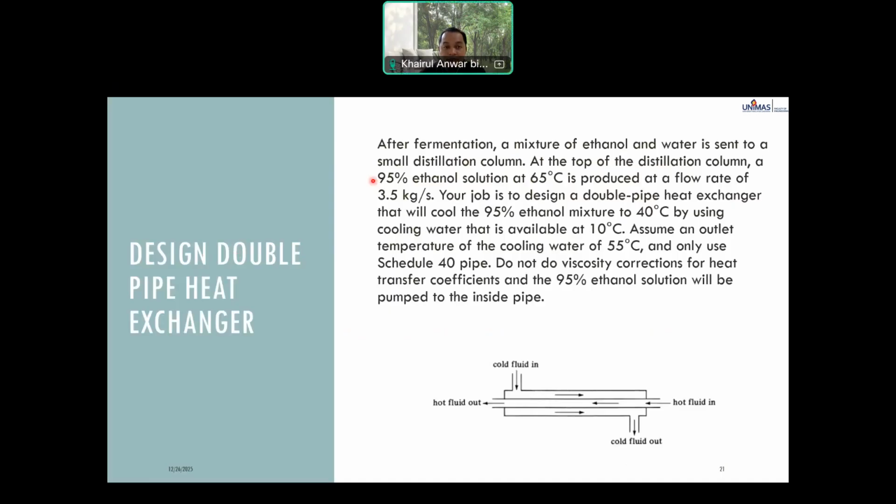Now, design a double pipe heat exchanger. After fermentation, a mixture of ethanol and water is sent to a small distillation column.